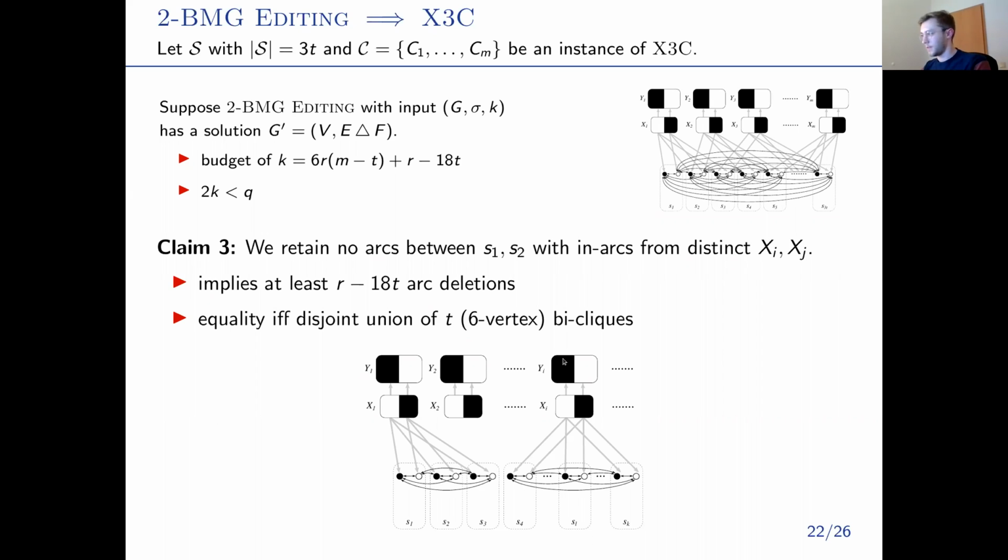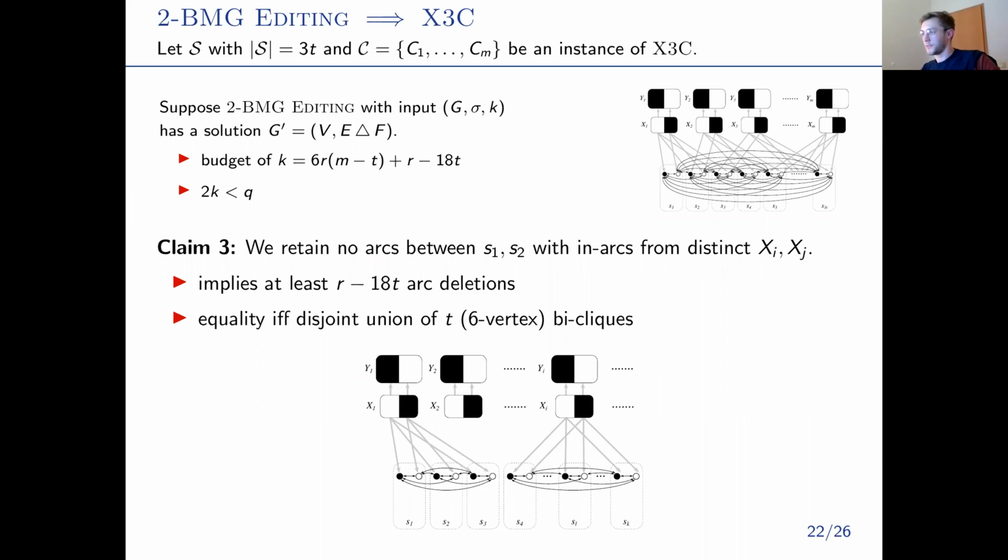So now we have shown that if we had a polynomial algorithm for the solution of 2 BMG editing with this K, where's my mouse pointer? Oh, there it is. Then we could also solve the exact 3 cover problem in polynomial time. So this is not possible, and therefore 2 BMG editing must be hard as well.